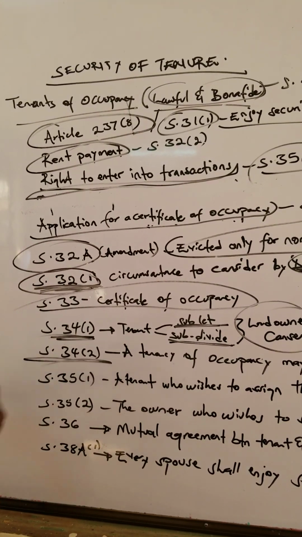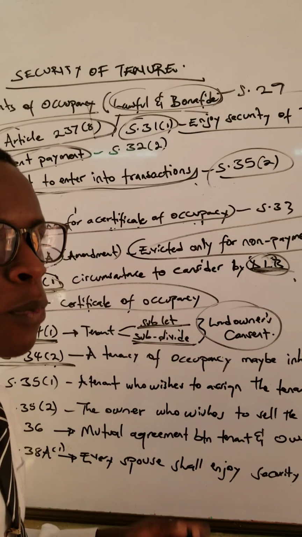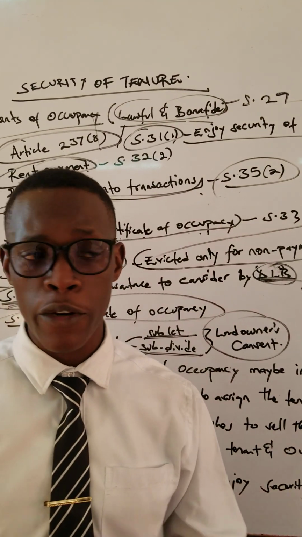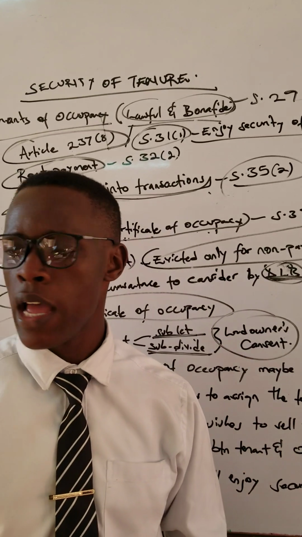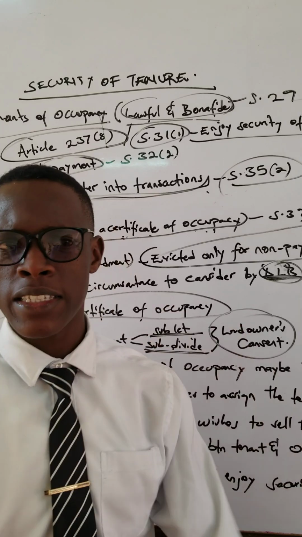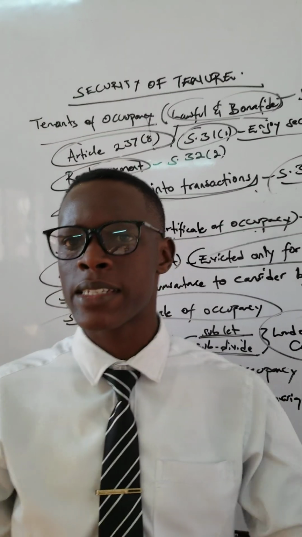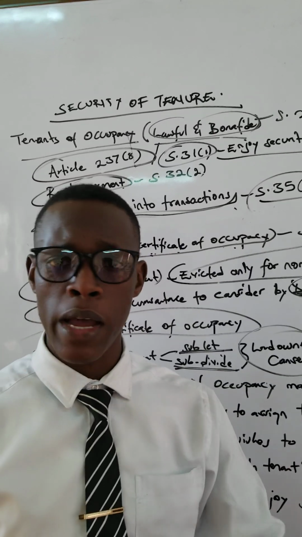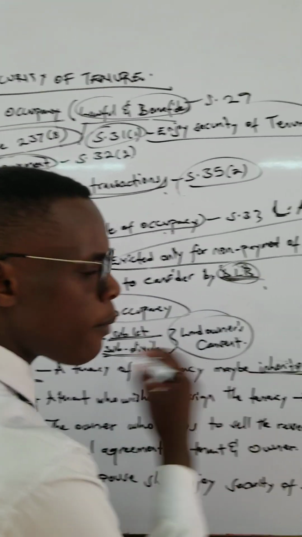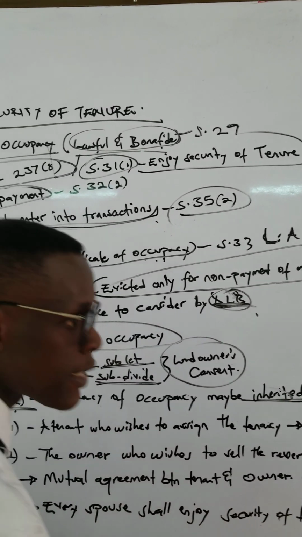When you go to section 34.2, it talks that a tenant by occupancy may be inherited. You get? However much I'm a tenant by occupancy, I'm not a registered proprietor of the land, but my occupancy can be inherited by the sons, by the daughters, the relatives, or the administrators of the estate, or the people that are put in my will. So it shows that I have security of tenure, if my occupancy can be what? Inherited. You get? By my successors.